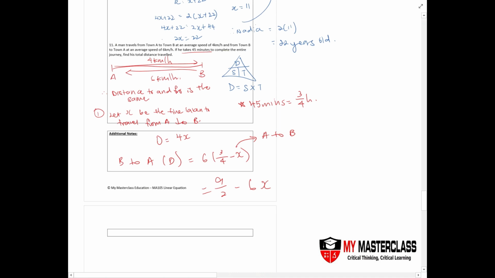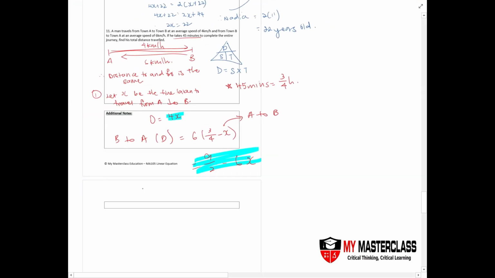You see the distance between these two is the same, which means 4x is equal to this. So I'll equate them together. I have 4x equals 9 over 2 minus 6x, which gives me 10x equals 9 over 2, x equals 0.45. So you see, x means the time taken to travel.